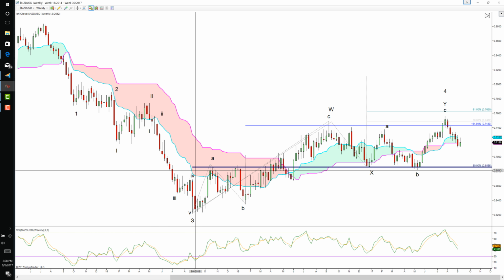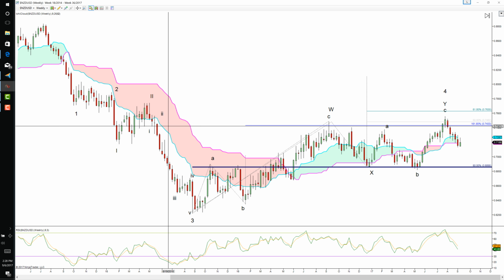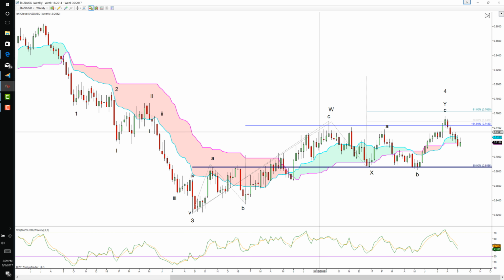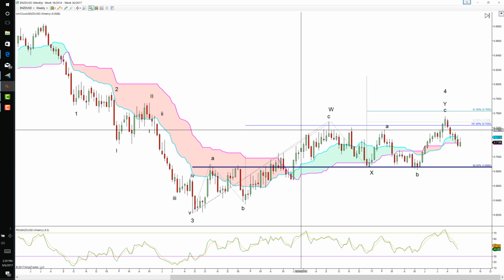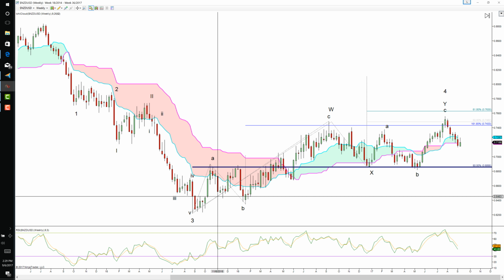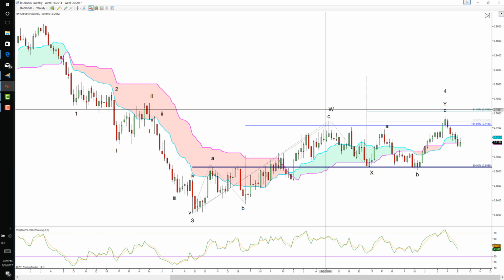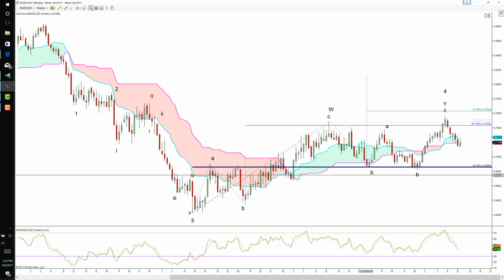Now in wave fours, it was either going to be one thing. You're either going to see a triangle or a flat combination, basically. So in this case, you can consider this a flat combination. But you have 3 waves here, 3 waves here, 5 waves here for W. Then you have the X, which pretty much ended right on the tip of the 50% mark at 68.55.